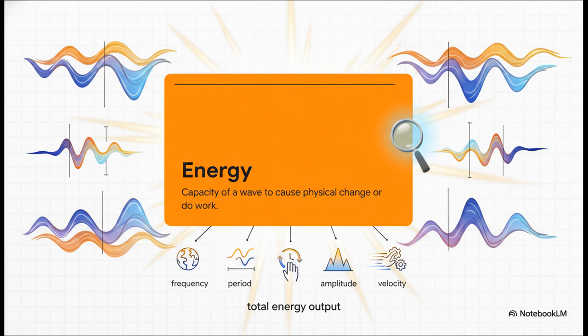Finally, energy. This is the capacity of the wave to cause physical change or perform work. This is the ultimate synthesis of our entire toolkit. When you combine frequency, wavelength, period, amplitude, and velocity, you define the wave's total capacity to alter its environment. Whether it's a super high-energy gamma ray with the sheer power to strip electrons right off atoms, or a low-energy radio wave just gently nudging the electrons in your car's antenna, these metrics precisely calculate the total energy output of the invisible forces moving through our universe.